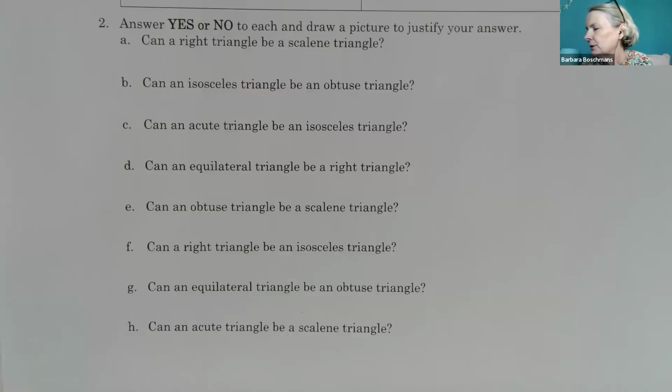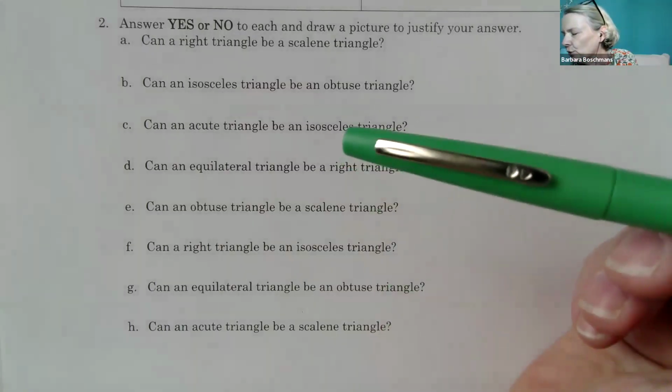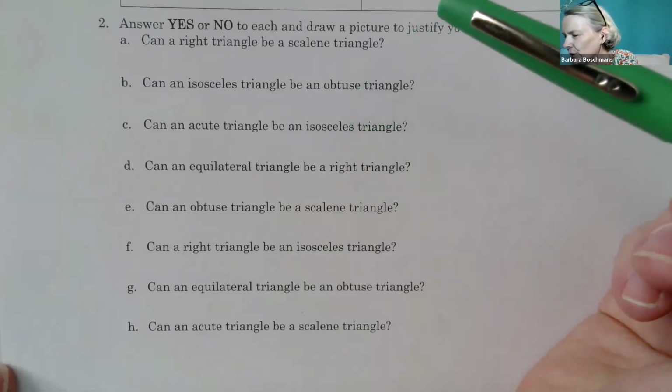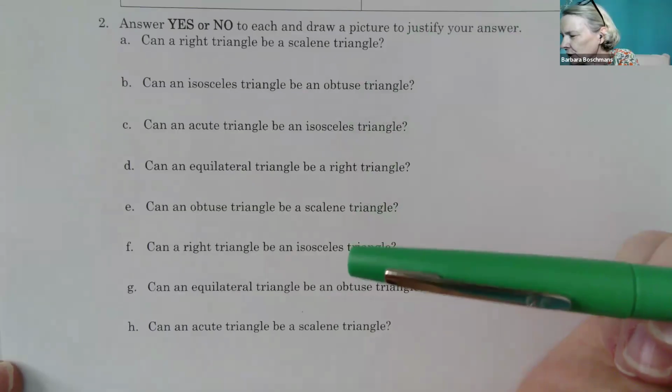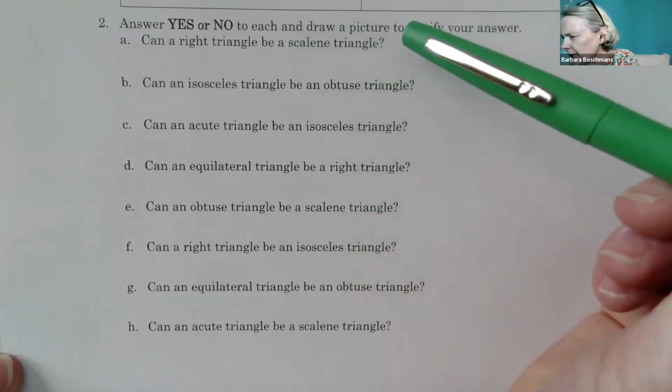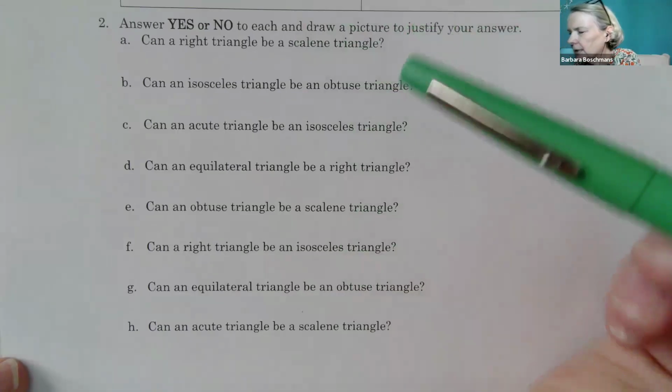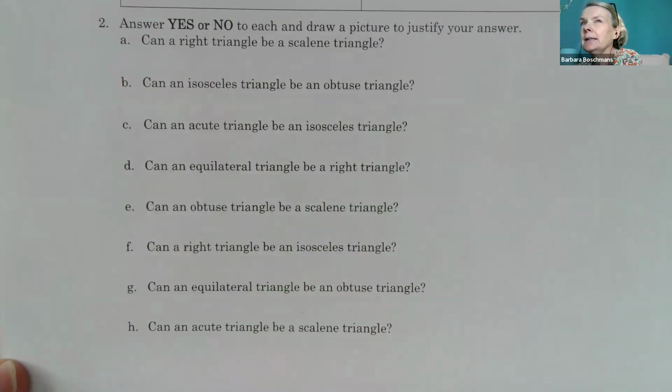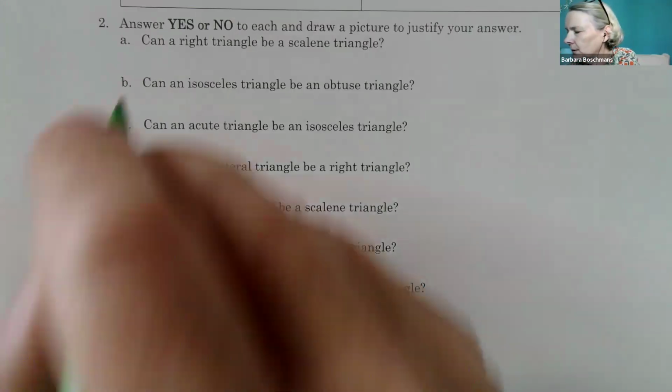After you have completed your definitions, we're going to go to number 2. We want to answer yes or no to each and draw a picture to justify your answer. For example, can a right triangle be a scalene triangle? Can you have a triangle with 3 different sides, so non-congruent sides, and a 90-degree angle?